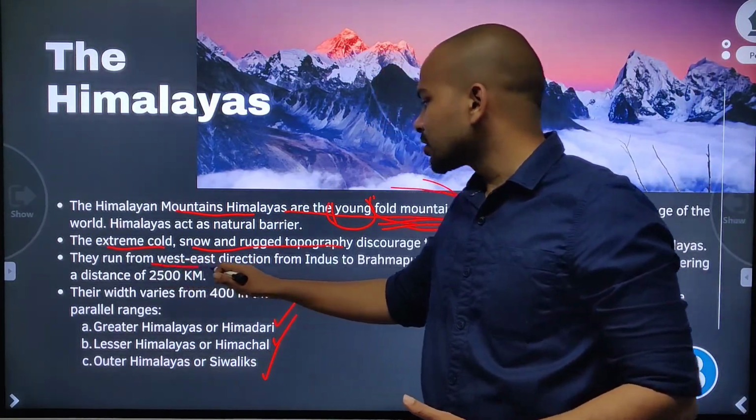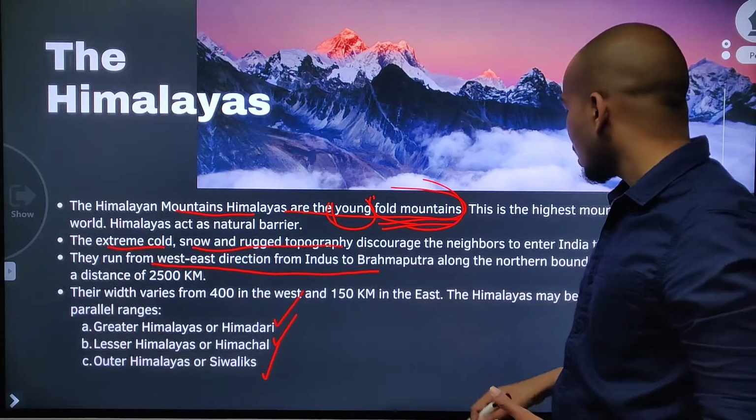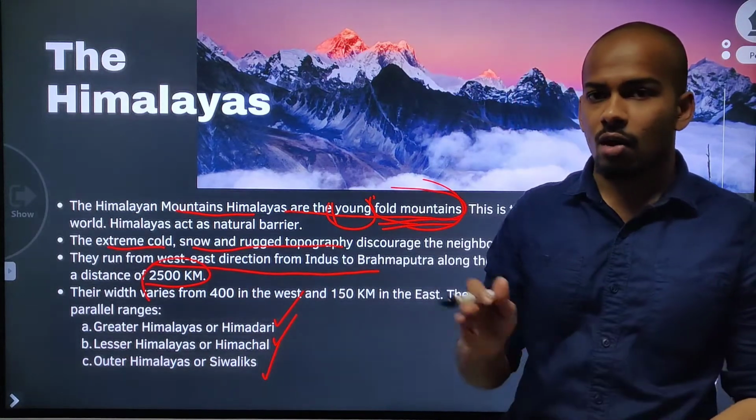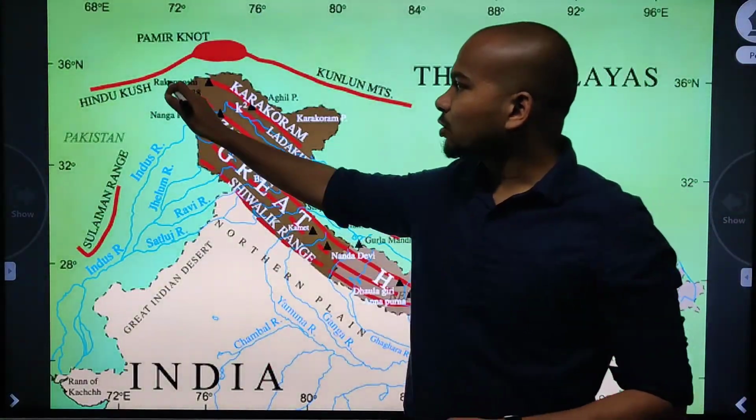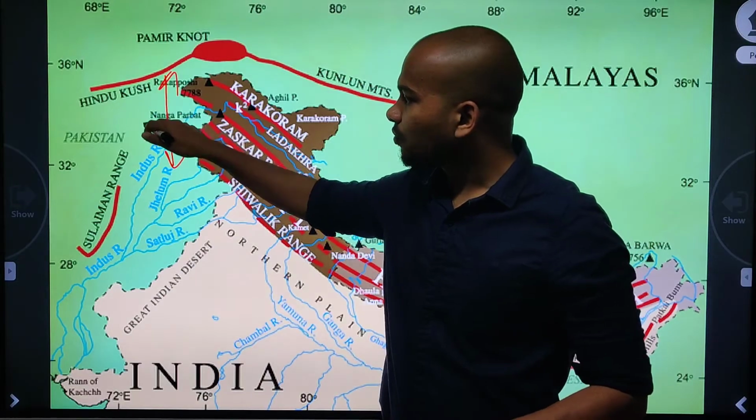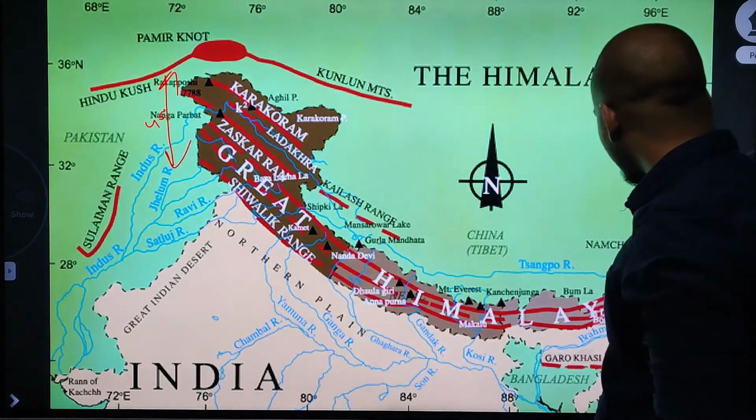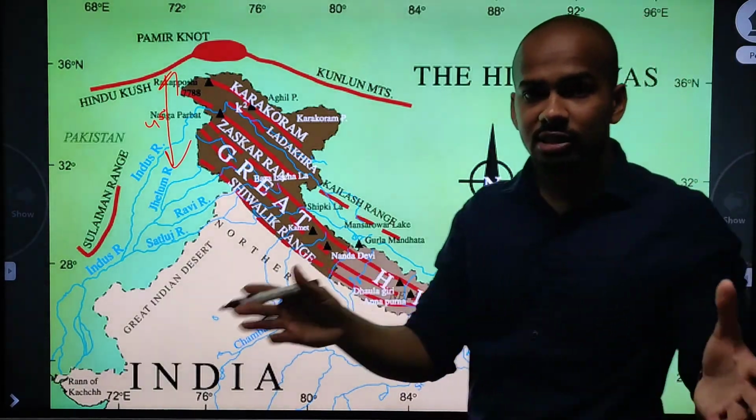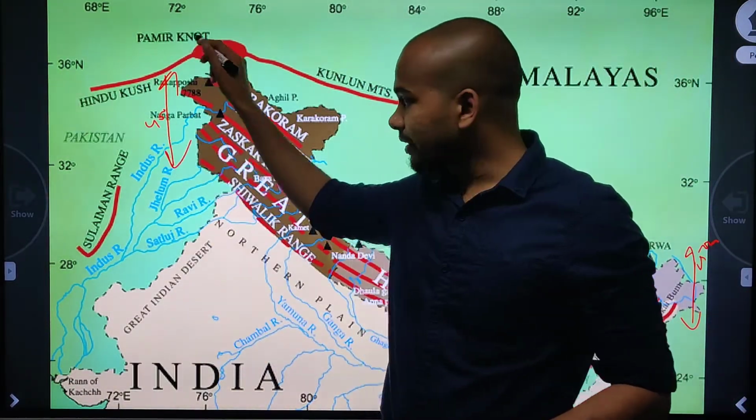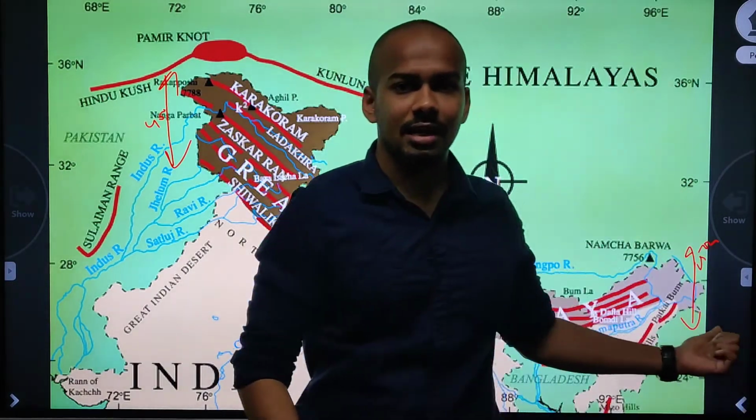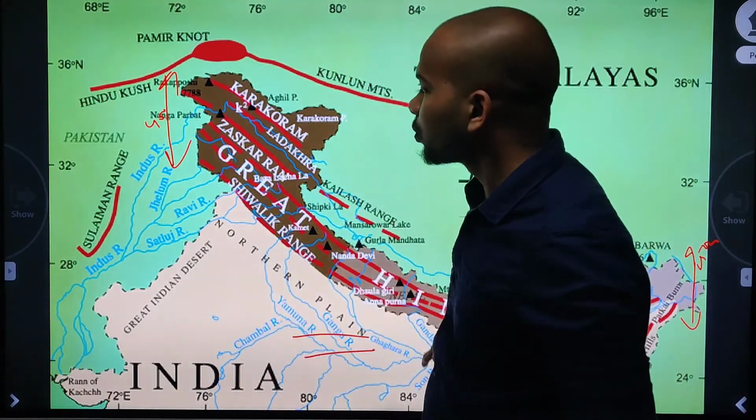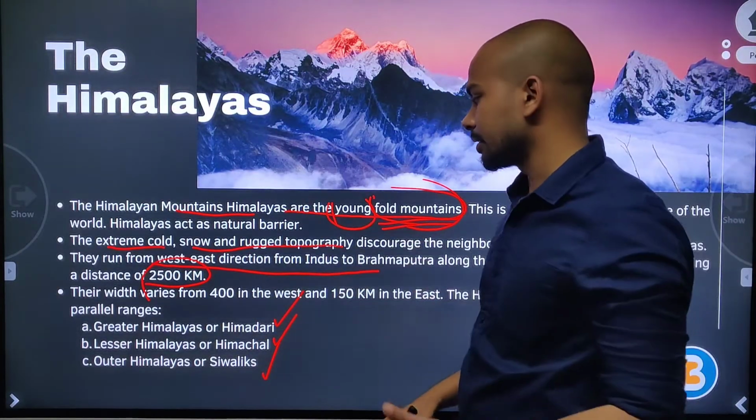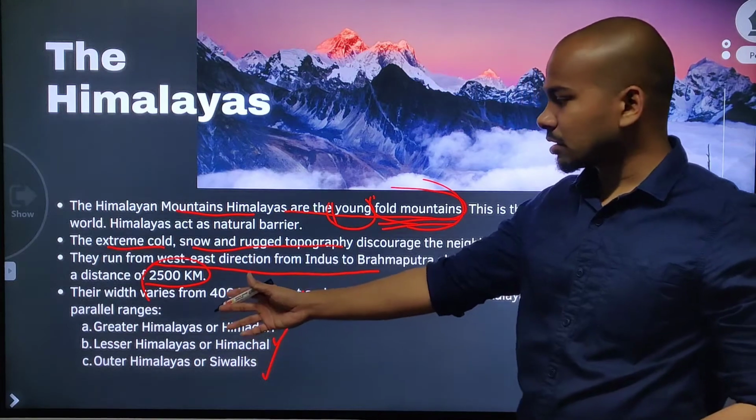And they run from west to east direction from Indus to Brahmaputra, and it's going to be around 2,500 kilometers. And if you take the width, as you can see here, it is running around 400 kilometers over here, okay. But in the northeast side, it is only going 150 kilometers. So if the question comes where the width is more, it's in the western side where the width is more, and in the eastern side the width is less. You don't need to remember the number, but you need to know where the width is more and where it is less.